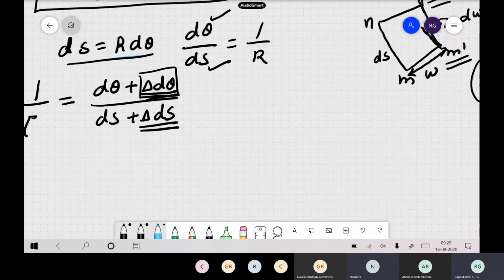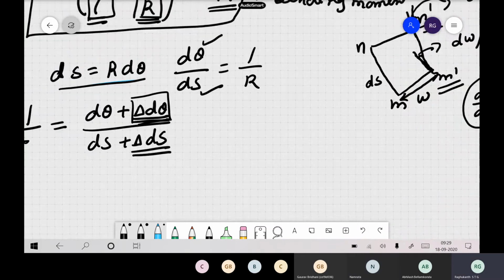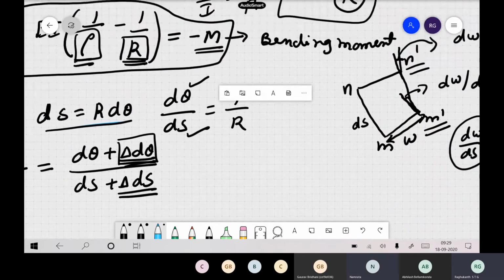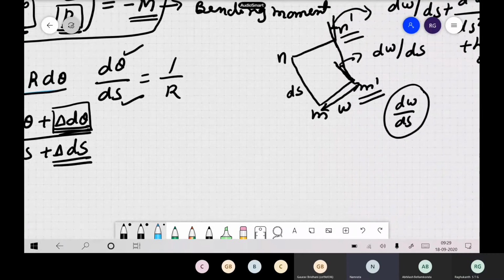Okay, Sir, what is this angle between? The angle dw by ds. It's between the tangent and the section. At this m dash point, you draw a tangent, so this angle.